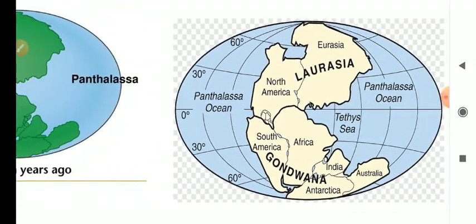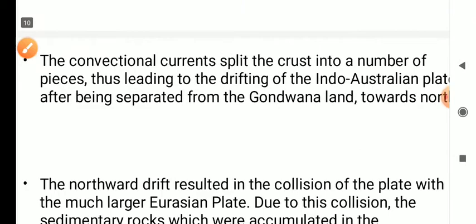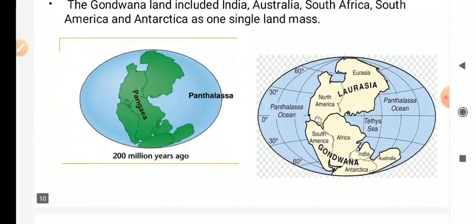Then what happened with the plate movement? We studied plate tectonic theory, movement of plates. These are plates: African plate, South American plate, Indian plate, Australian plate. They move from their place. Australia moves like this, India like this, Africa like this, South America in this direction, North America and Eurasia in this direction. The continents broke down from one united landmass and started moving in their directions. Some move northward, some move southward.